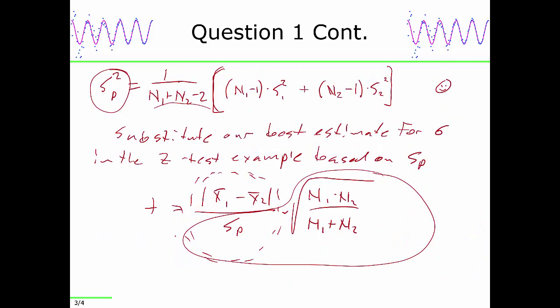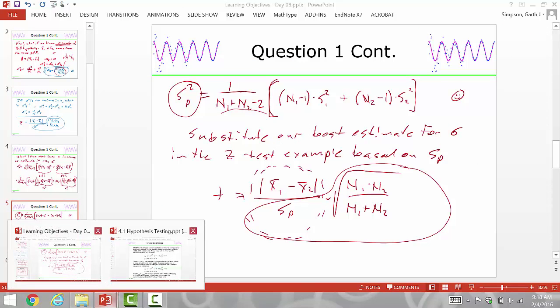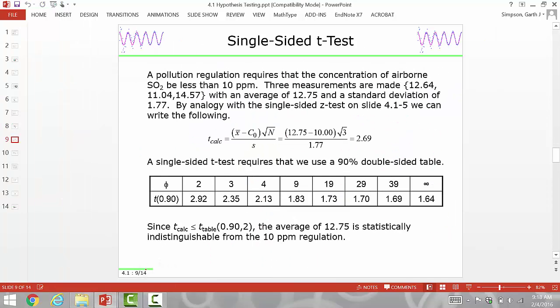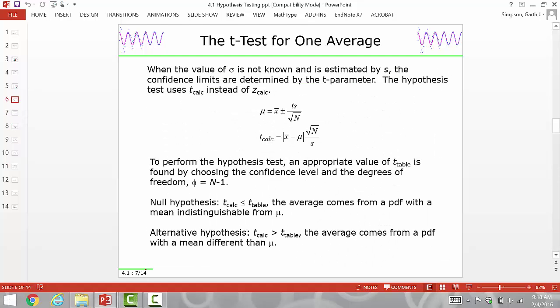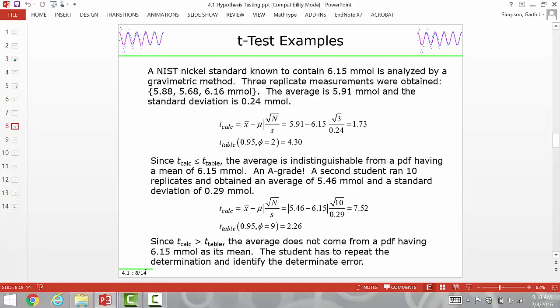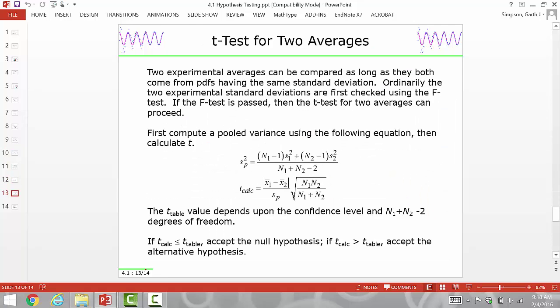So let's look at an example of this. It's easiest for me to do this with the keyboard on. T-test for two averages. Okay, yeah, this would be an example.